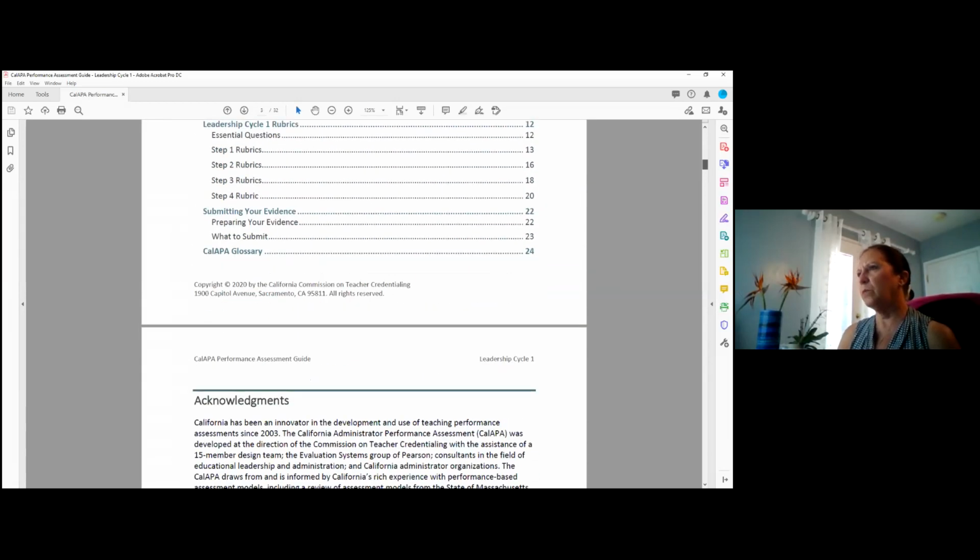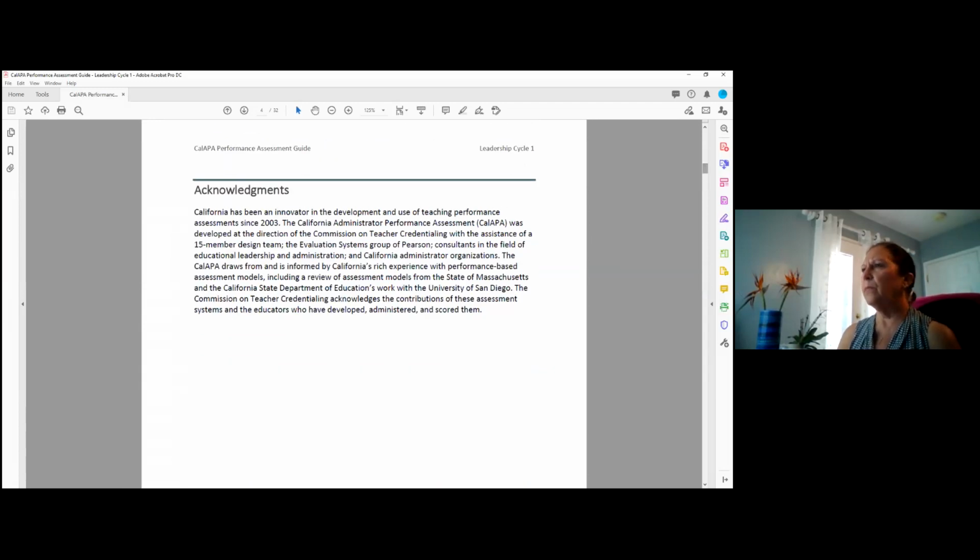Table of contents as promised. Acknowledgements. Many educators across California have worked together for years to develop this system. So it was truly developed by educators for educators, and it is being implemented in programs across California now, in all types of programs. And we appreciate so much all the educators that have given us their time and expertise as we have moved through this development process.